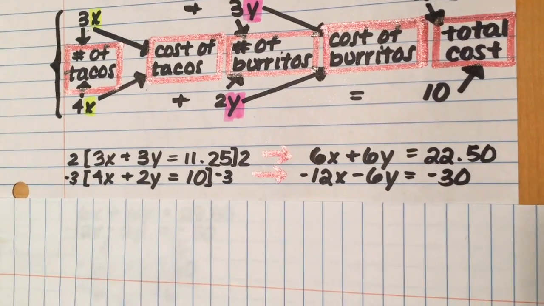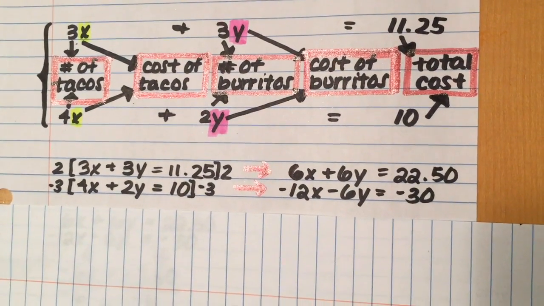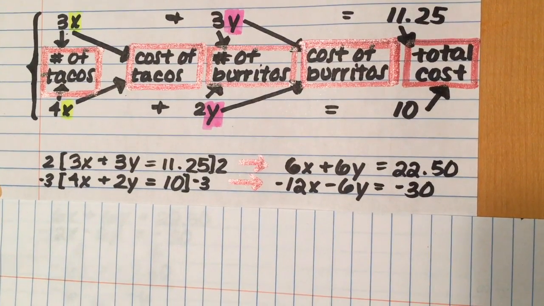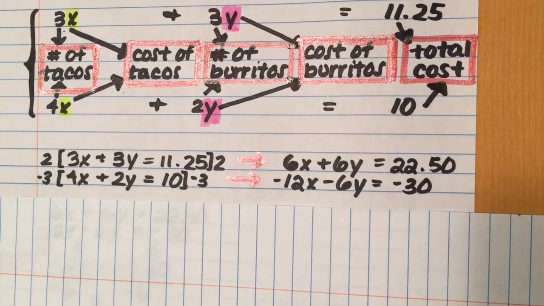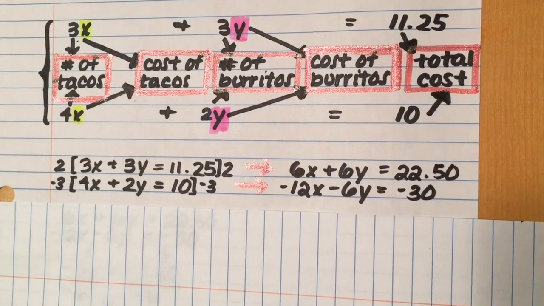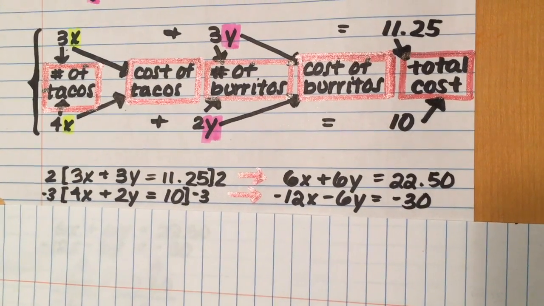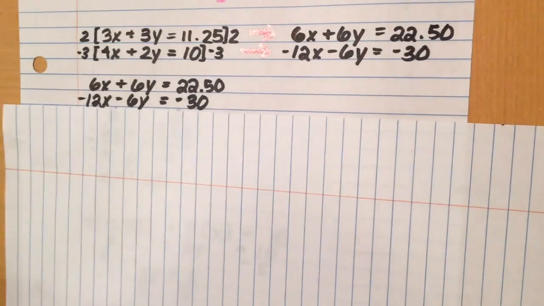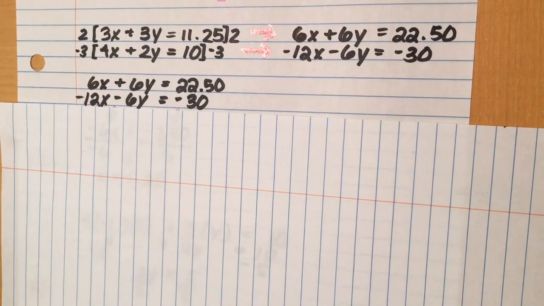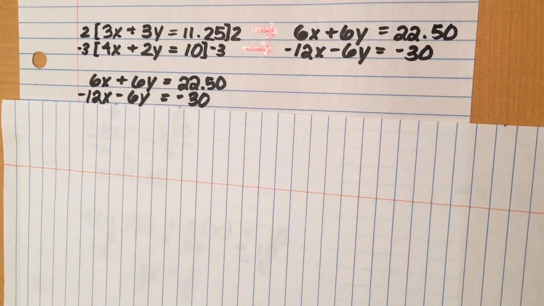Now let's solve. I'm going to choose linear combinations to solve this system of equations. I will have to rewrite each equation in order to have opposite terms. We will multiply 2 times 3x plus 3y equals 11.25 and negative 3 times 4x plus 2y equals 10. That will give you 6x plus 6y equals 22.50. Then you are going to subtract negative 12x minus 6y equals negative 30 from 6x plus 6y equals 22.50.